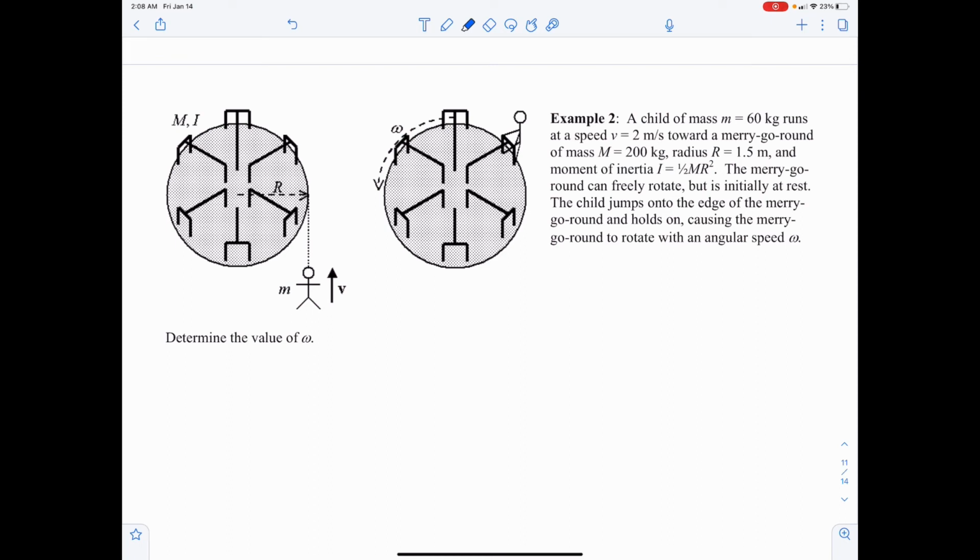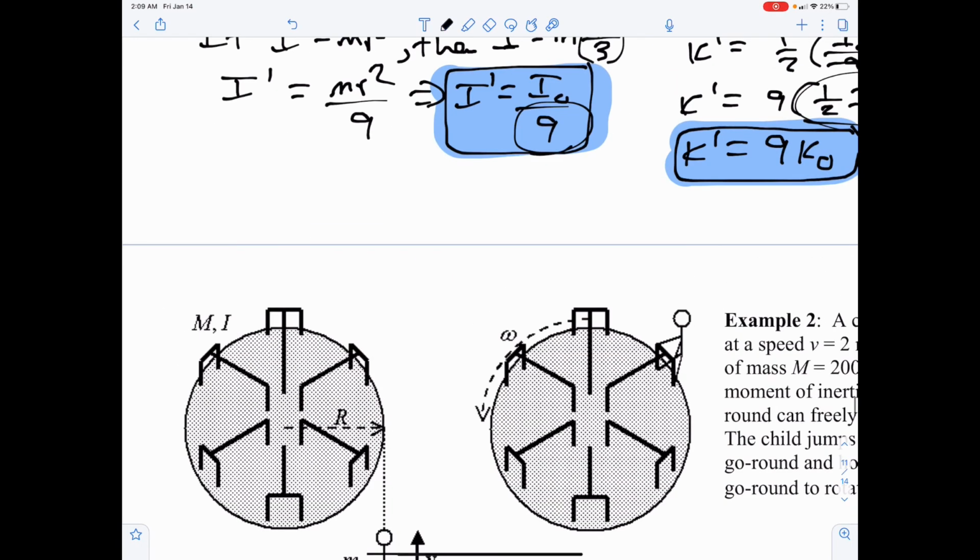Example 2. A child of mass 60 kilograms runs at a speed of 2 meters per second towards a merry-go-round of mass 200 kilograms and radius 1.5 meters and moment of inertia 1/2 mr squared. The merry-go-round can freely rotate, but is initially at rest. A child jumps onto the edge of the merry-go-round and holds onto it, causing the merry-go-round to rotate at angular speed omega. This is essentially an inelastic collision.